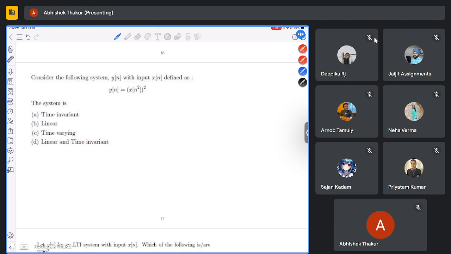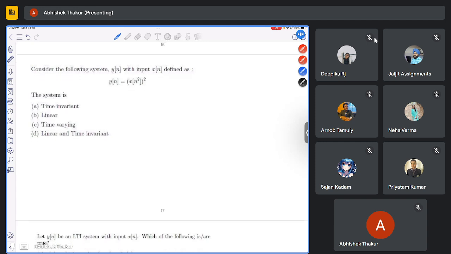Now coming to the next question. Consider the following system y(n) with input x(n) defined as y(n) is equal to x of n squared, whole square. Now we have to find whether the system is time invariant, linear or what. So clearly the system is non-linear because you can see this square term is there.